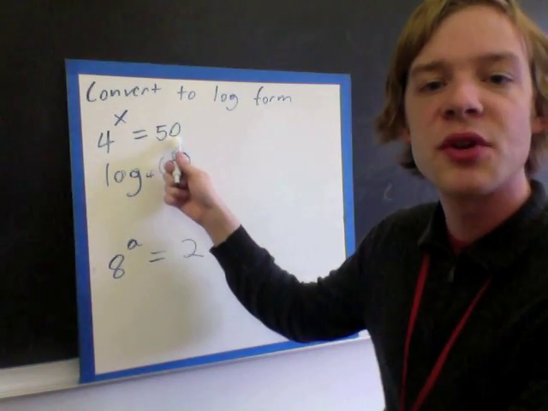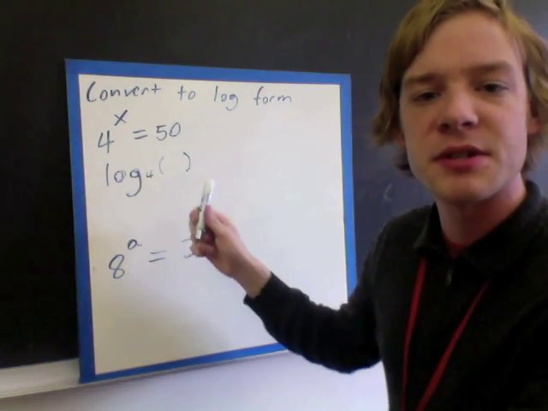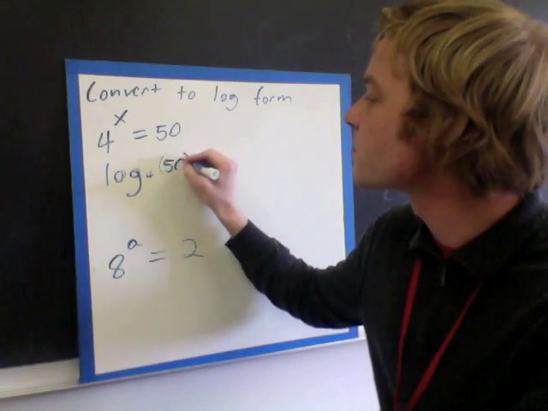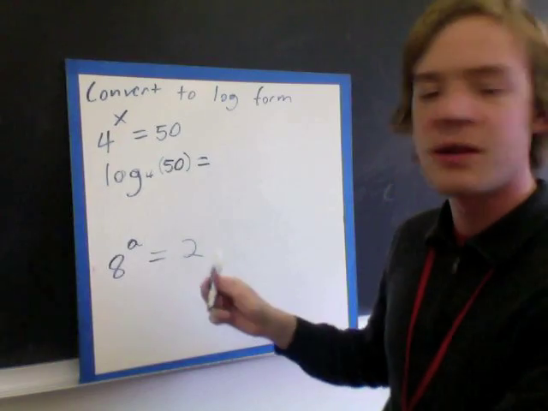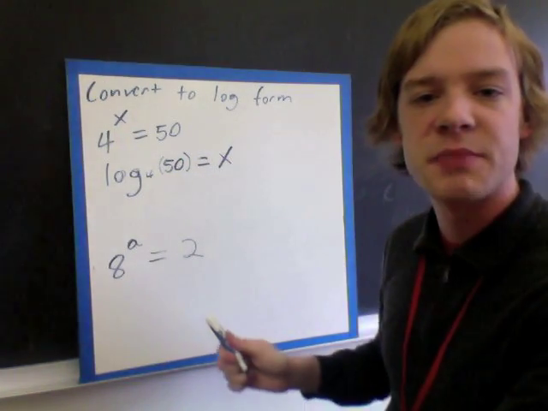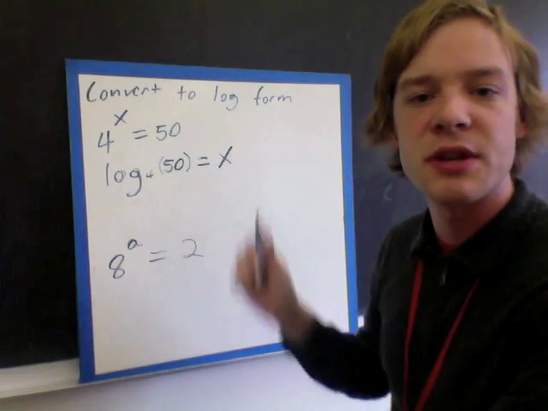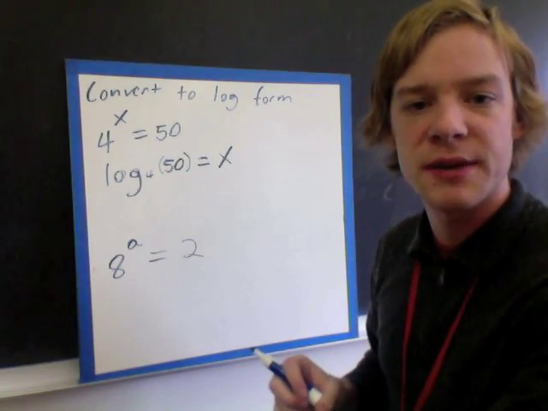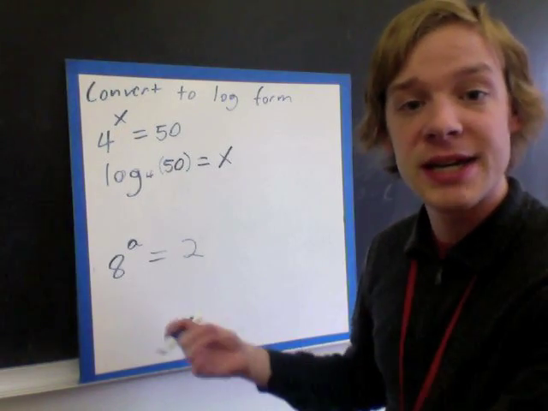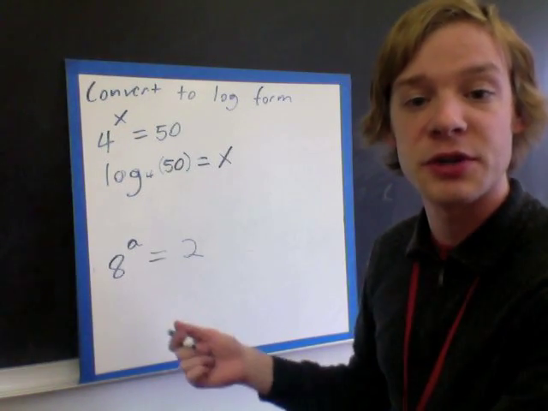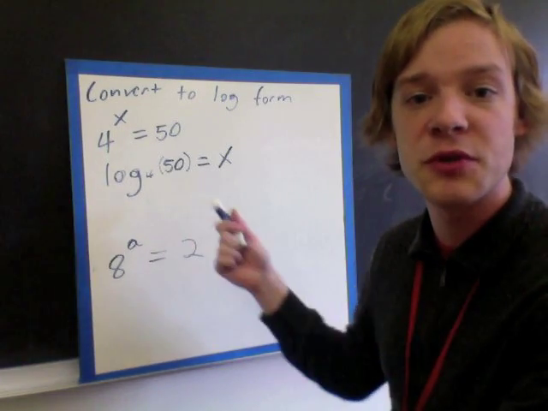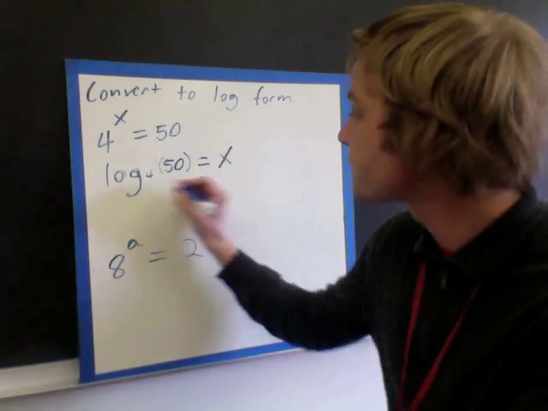Our result is going to be inside the parentheses here, so the 50 is going to go inside the parentheses. And then this is equal to the exponent. The x is by itself. The exponent is always on the other side of the equal sign. So this is it. This is all we're doing right now, converting into logarithm form. We'll talk about solving in just a moment. But for right now, this problem is done. We're just converting it into the logarithm form.